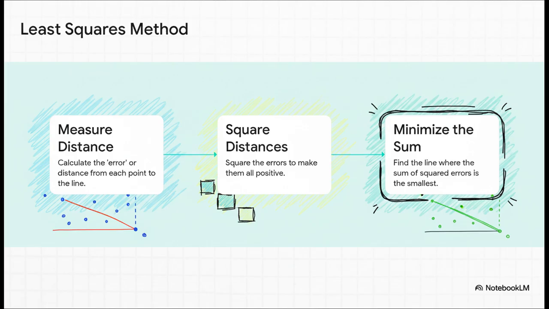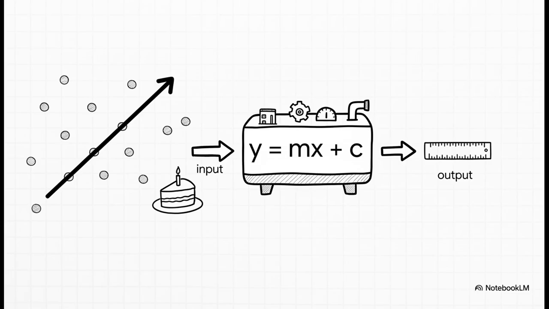And finally, it fiddles with the line, tilting it, moving it up and down, until it finds the one single position where the sum of all those squared errors is as tiny as it can possibly be. And this is where it becomes a prediction machine. That best fit line can be described by that simple equation you probably remember from school. Once we have that equation, we're golden.